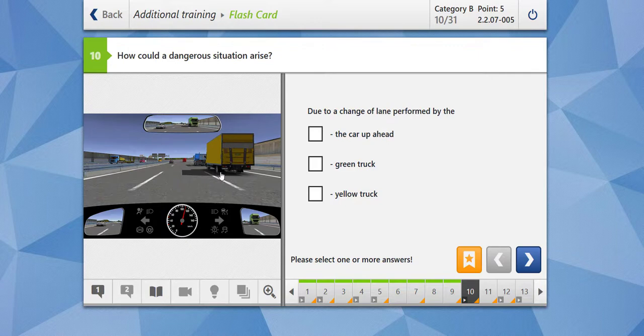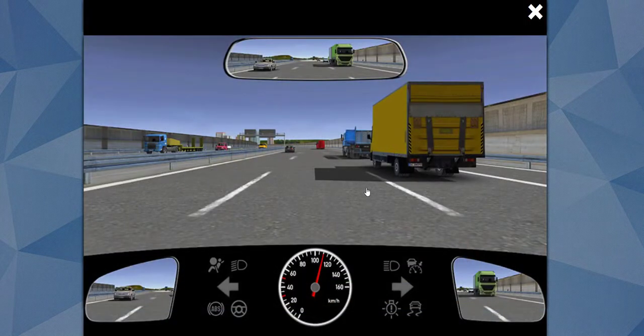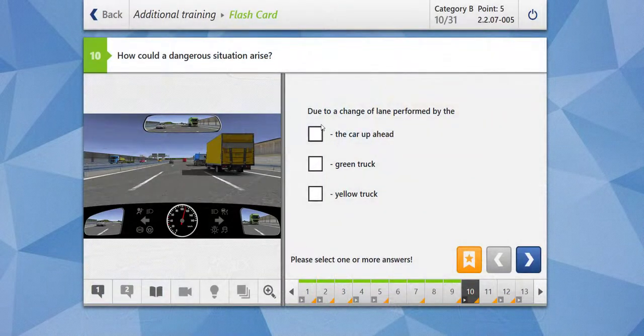Yellow truck, of course, because let's assume that we are in the blind spot of this yellow truck. Let us say we are here and the yellow truck has not noticed us, and we have seen that this yellow truck has already overtaken the green truck, and now this yellow truck wants to overtake the blue truck. If you are in the blind spot, the driver will not be able to notice you, and the truck pulls out for overtaking the blue truck, then it can cause a dangerous situation. So due to the change of lane performed by the yellow truck, of course, there can be a dangerous situation.